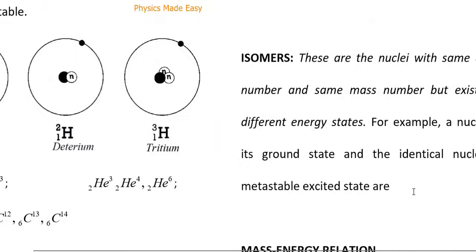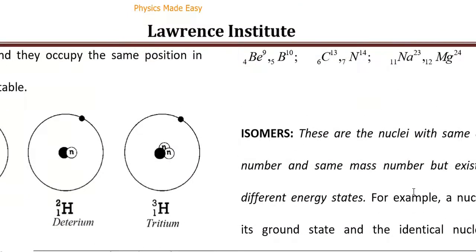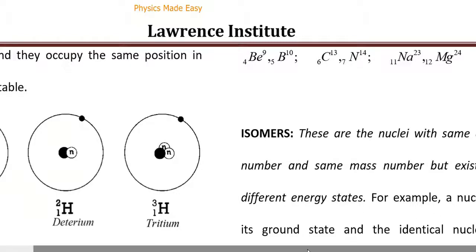And next is one or two more examples. For example, 4 beryllium 9, 5 neutrons, 5 boron 10, 5 neutrons, 6 carbon 13, 7 neutrons, 7 nitrogen 14, again 7 neutrons. Then we have got 11 sodium 23. It has 12 neutrons, 12 magnesium 24. It is again having 12 neutrons.